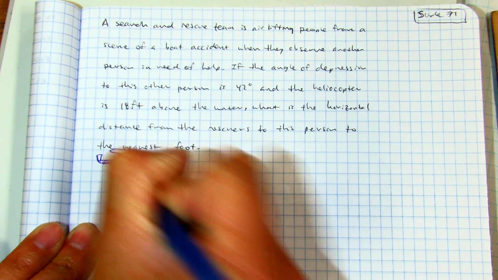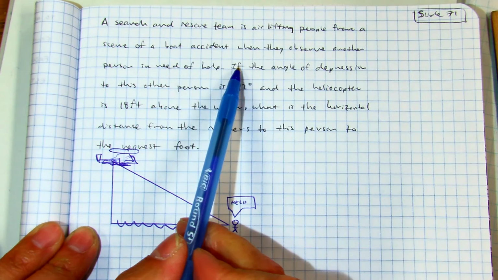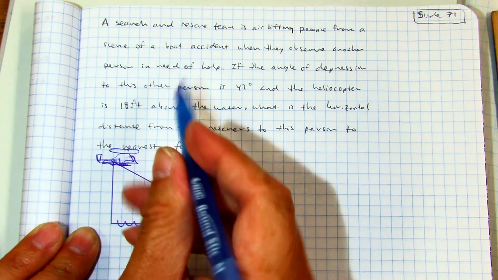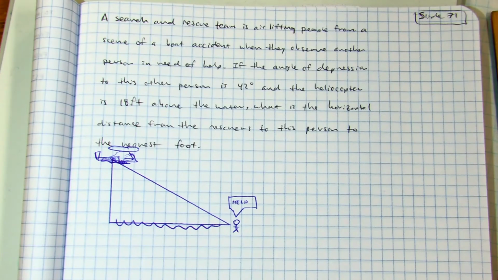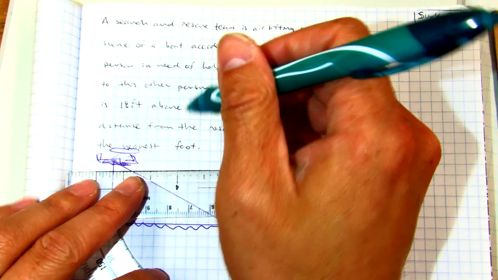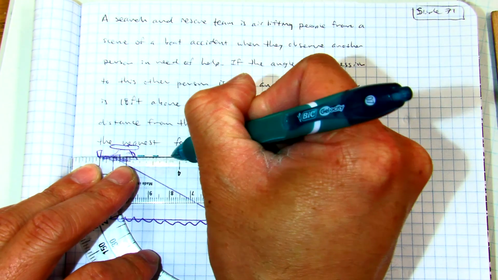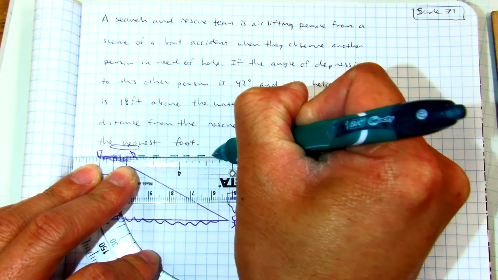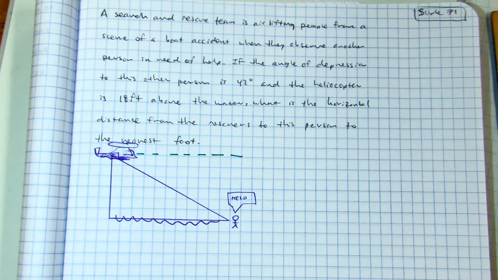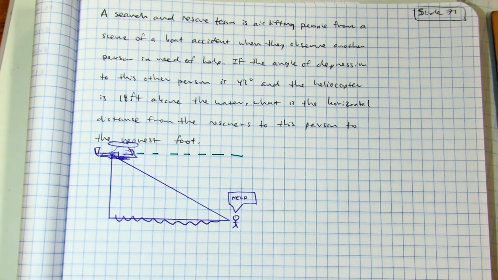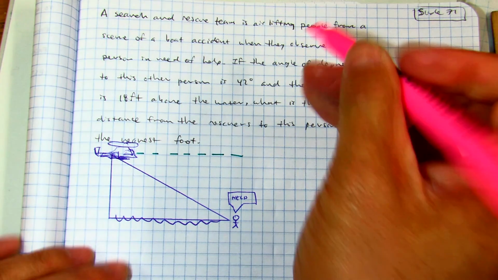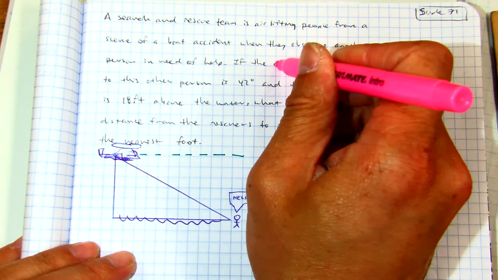There's my helicopter. The angle of depression to this person. So I'm going to draw the line of sight, right? The helicopter is just going straight. And the angle of depression to this person is 42 degrees.